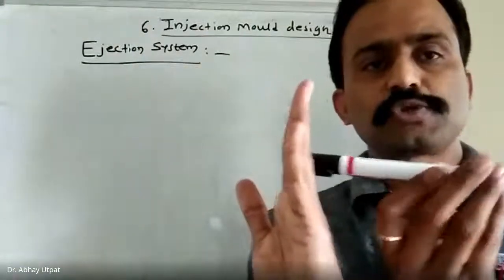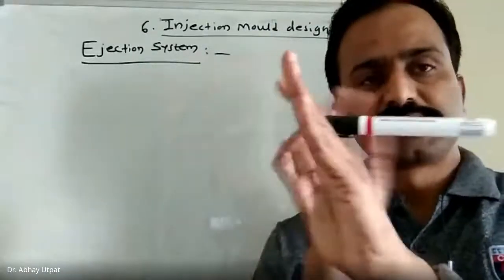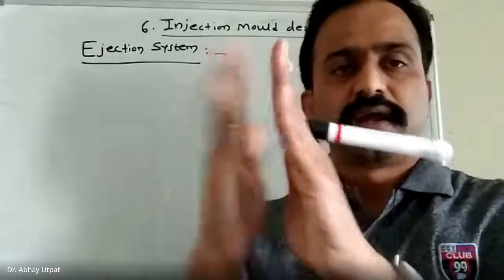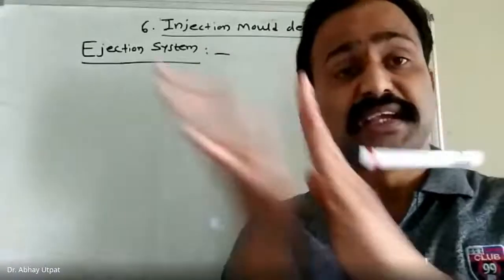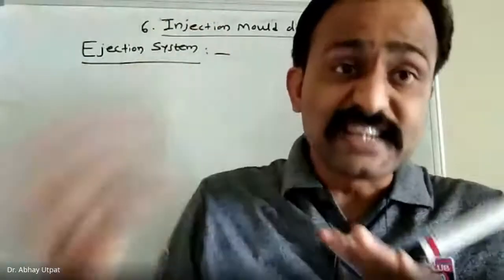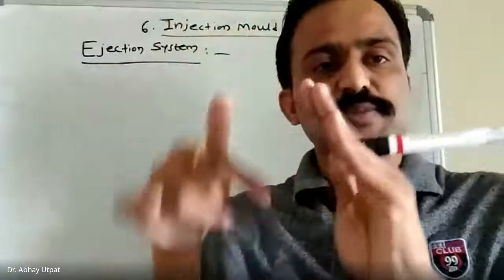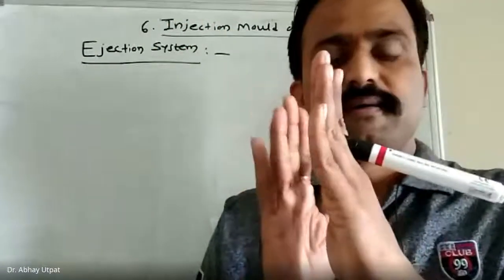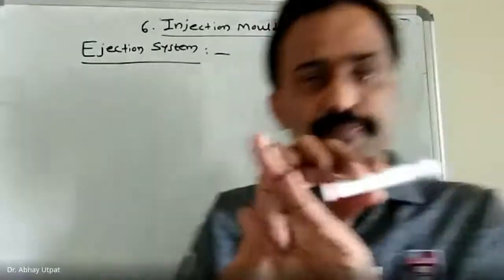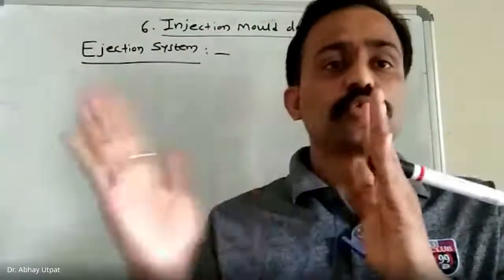Through this nozzle, the molten plastic will come inside the mold. This is the nozzle, the injection mechanism. Injection means allowing plastic to go inside the mold, and ejection means removal of the solidified product. So the injection mechanism is fitted to the fixed half, and the ejection mechanism is fitted to the movable half.